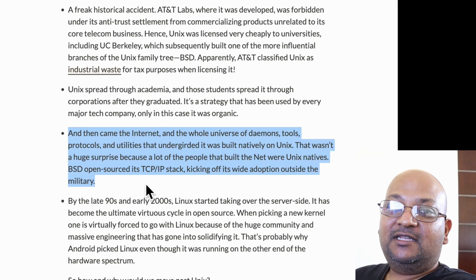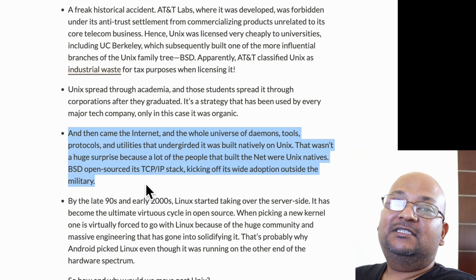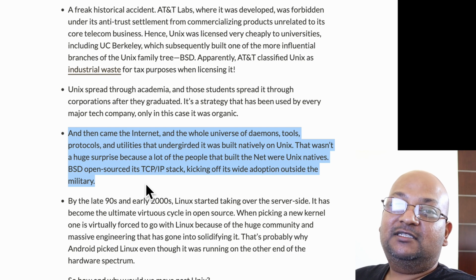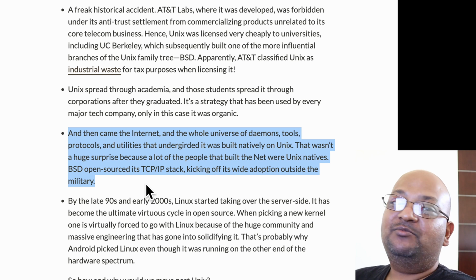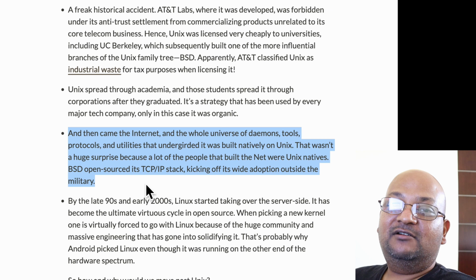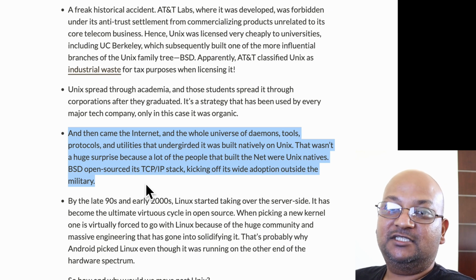And then the next big thing was the internet. And there's no question that the internet was natively developed on Unix. The entire suite of utilities and daemons and protocols and tools that make up the machinery of the internet was basically built on Unix, and to a large part was built by people who came from the Unix tradition.